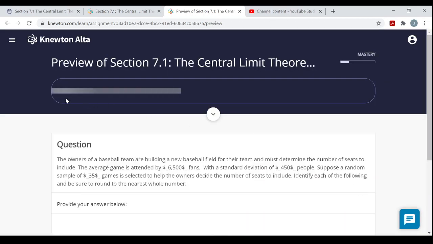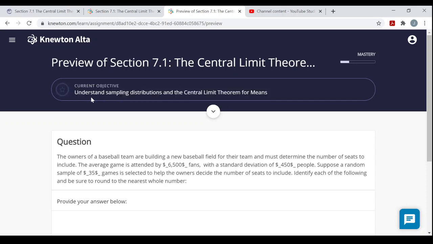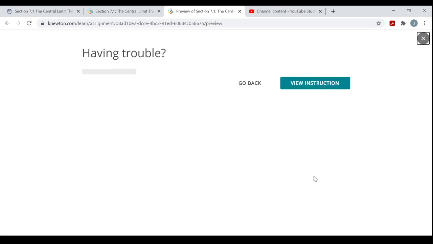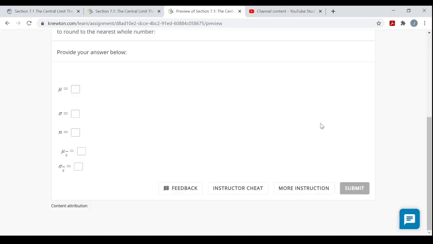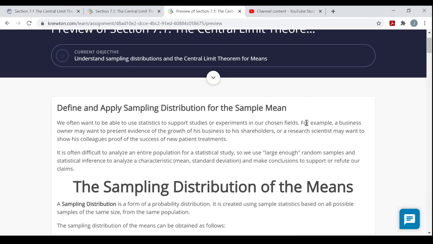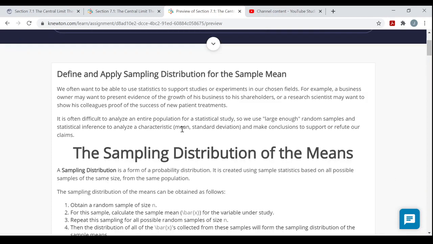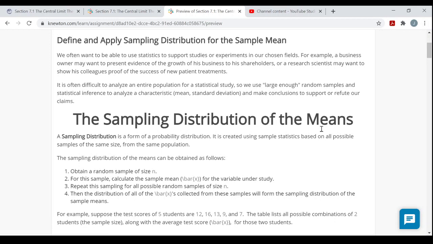All right, now this objective coming up: understand sampling distributions. This is again introducing you once more to a very important topic that comes up a lot, the central limit theorem for means. So I'll go to more instruction again and see what else they have to say about it, if it's anything different than what I said. It's the same thing, really. So the sampling distribution of the means. Remember that little picture I had up earlier where I had a population and I said, pull samples, pull samples, pull samples, and look at the group of means? That's exactly what's being described here.